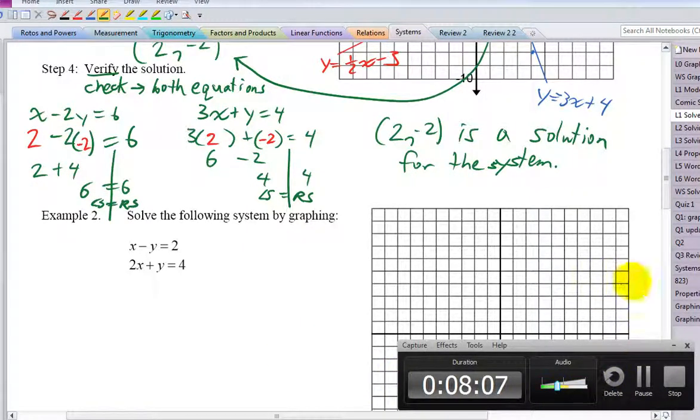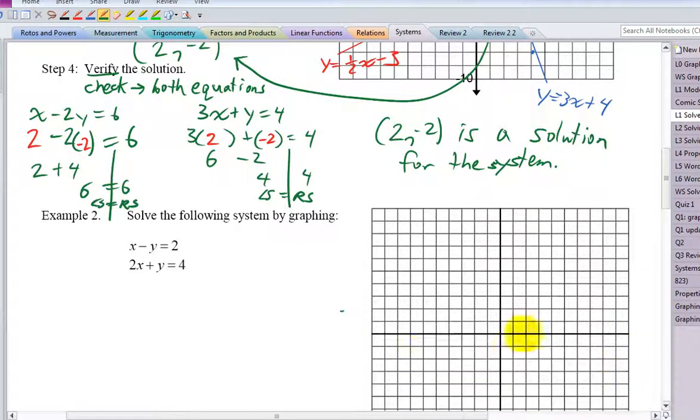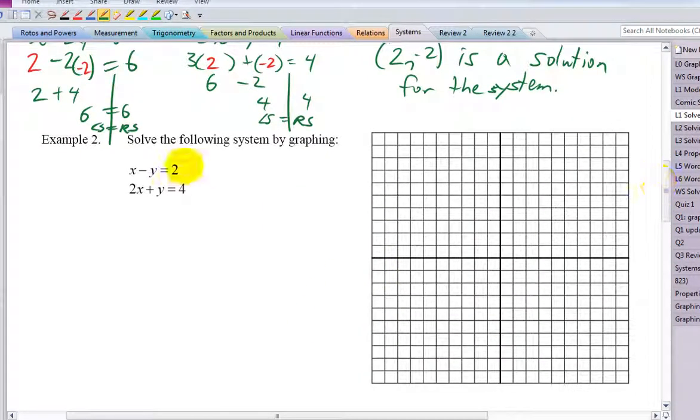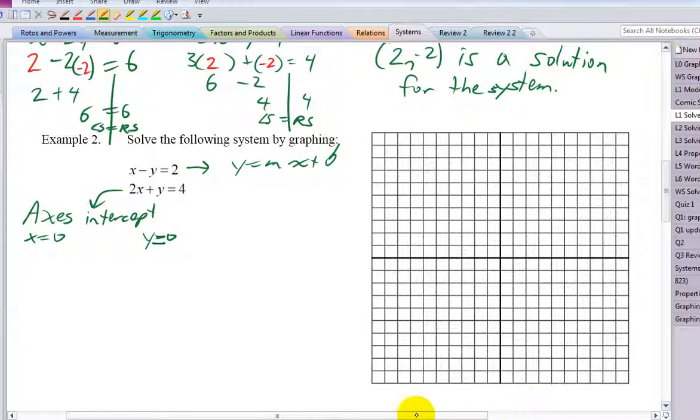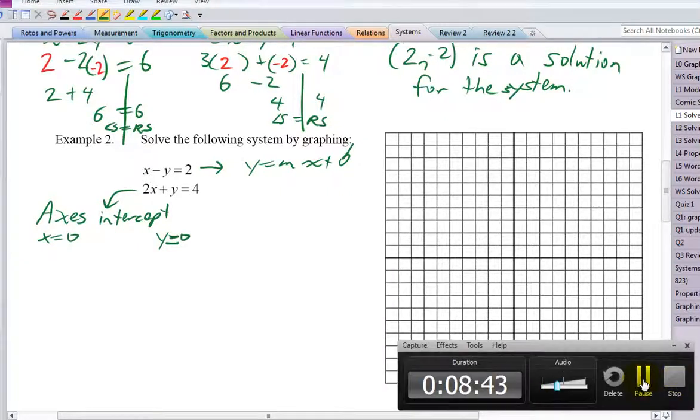Okay, so next one. Now we're going to do two methods of graphing. For this one, let's turn that into y equals mx plus b. For the next one, though, I want to practice our axes intercept. That's when you set x equal to 0, find y, y equal to 0, find x. Go ahead. Do your math first, change both equations, then look to graph after.